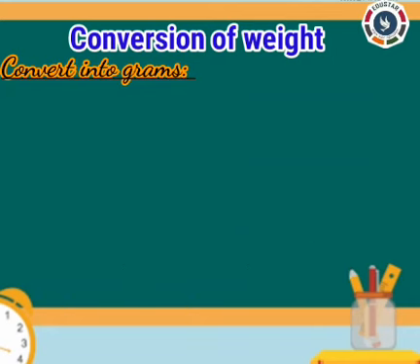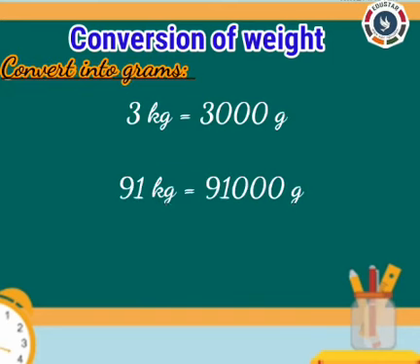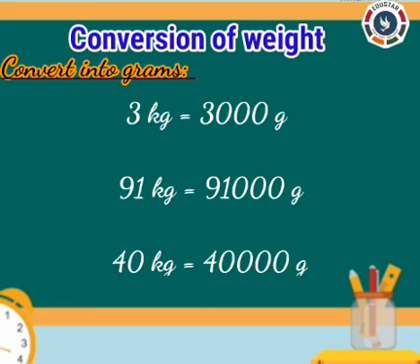Now do these examples. 3 kilogram is equal to 3000 grams. 91 kilogram is equal to 91,000 grams. 40 kilogram is equal to 40,000 grams. Here we have added 3 zeros to the right side of the given numbers.